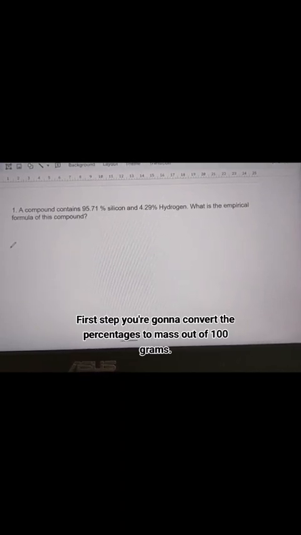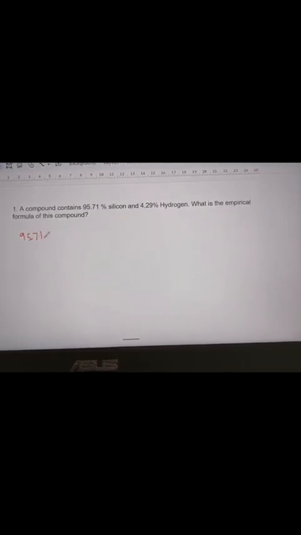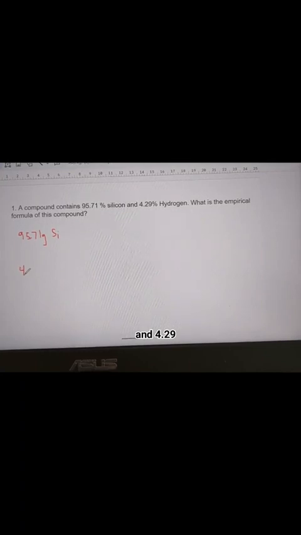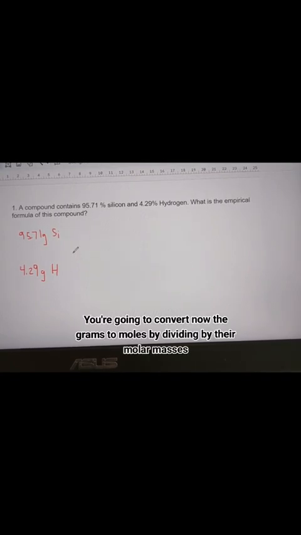Out of 100 grams, 95.71 grams would be silicon, and 4.29 grams would be hydrogen. You're going to convert now the grams to moles by dividing by their molar masses.